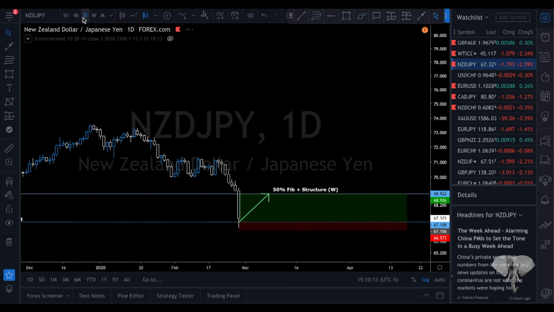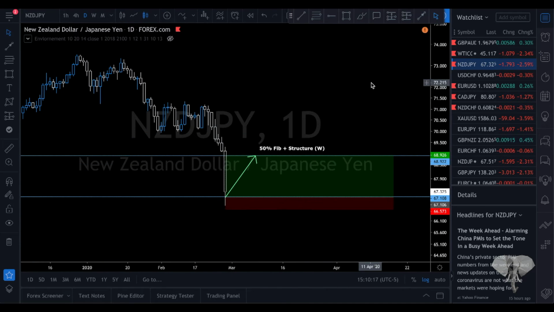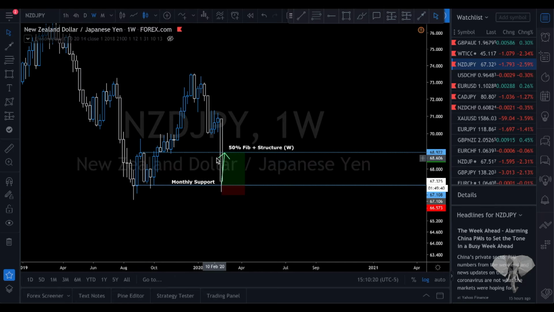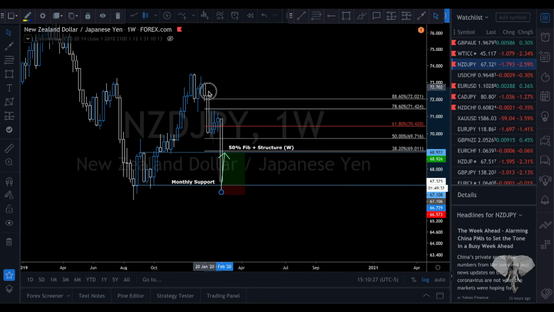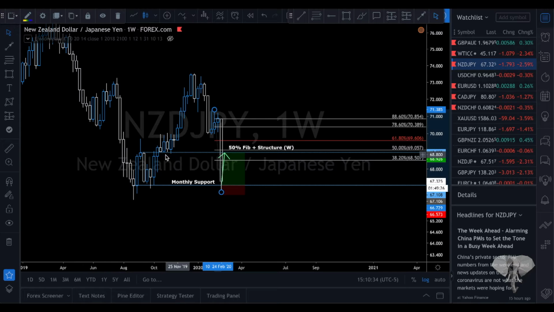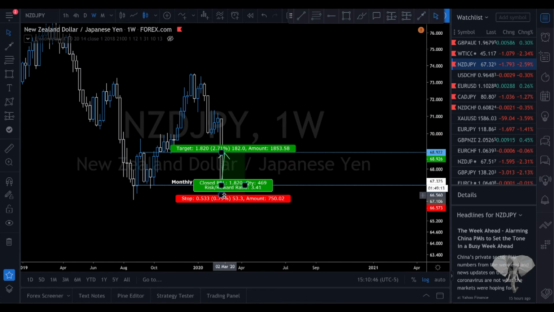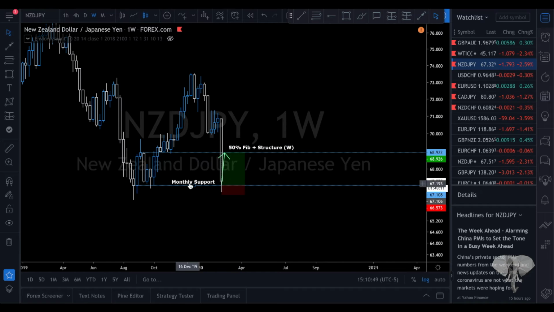And if we go down to the weekly, we can see that this 50% fib level corresponds well with the structure. If we look left, we can see on the weekly time frame that we had resistance turn support coinciding with this 50% Fibonacci level. So once again, if our entry parameters are satisfied, we would be looking at longing this pair up to this 50% threshold before we actually consider another short.